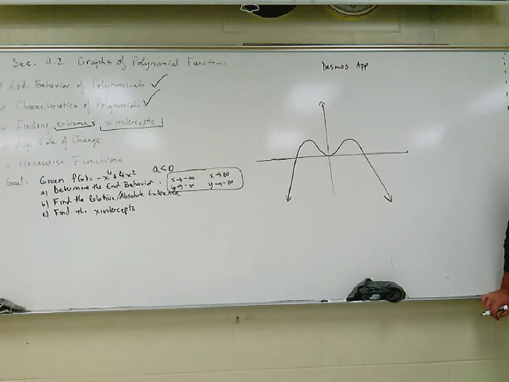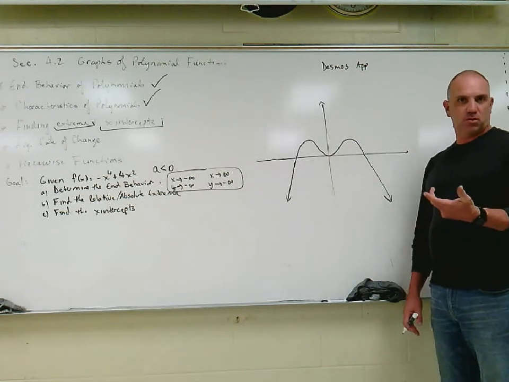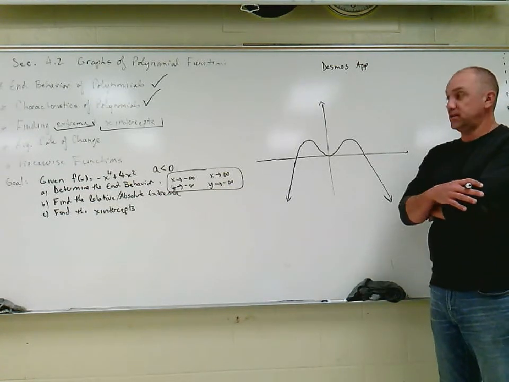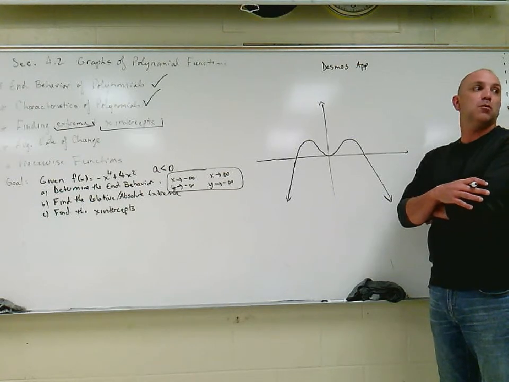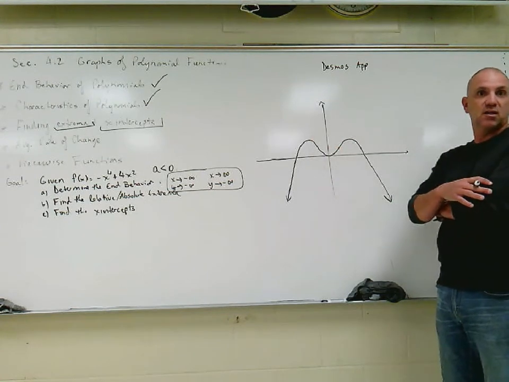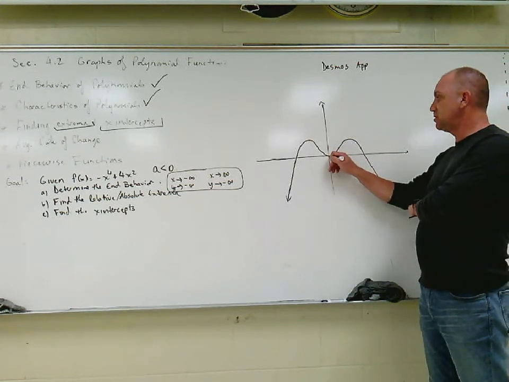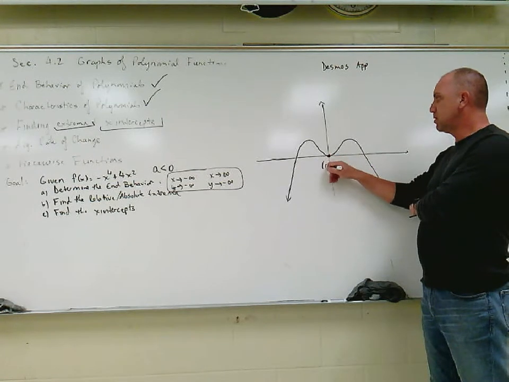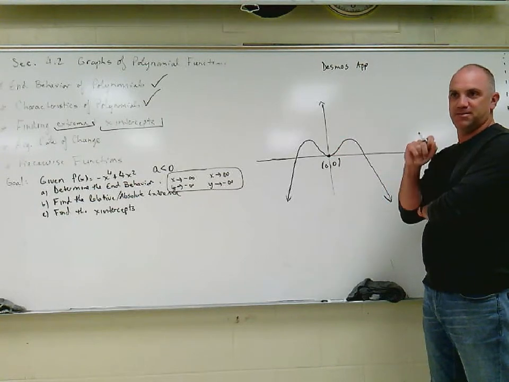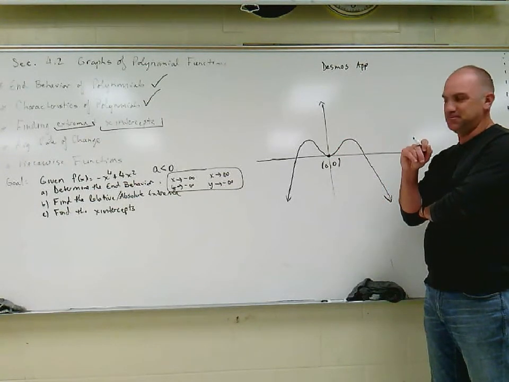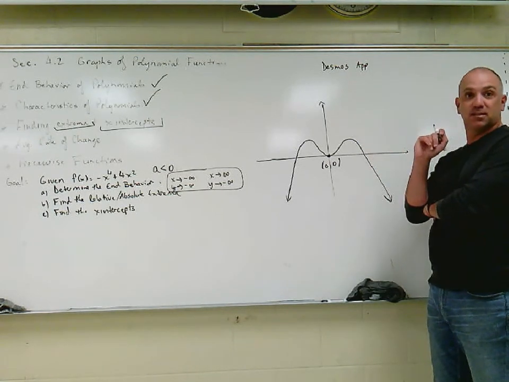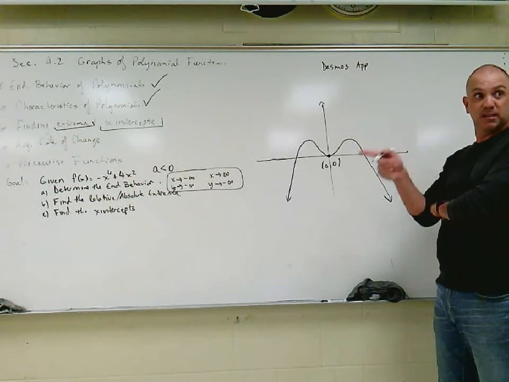So how many turning points are there? 3. Is that the maximum that there could be? Yes. A fourth degree polynomial has at most 3 turning points: 1, 2, 3. That's the most it can have. All right, this point's easy. What's this point right here? 0, 0. What is this point called? In terms of the questions that we're asking, it has 2 names. It's a relative minimum and it's an x-intercept. So it's an answer for B and it's an answer for C.